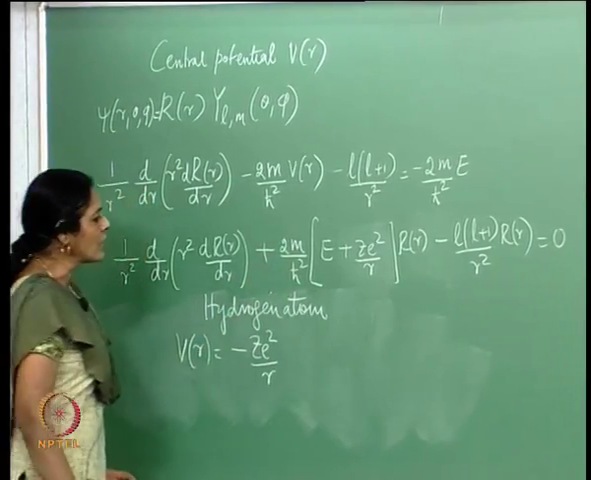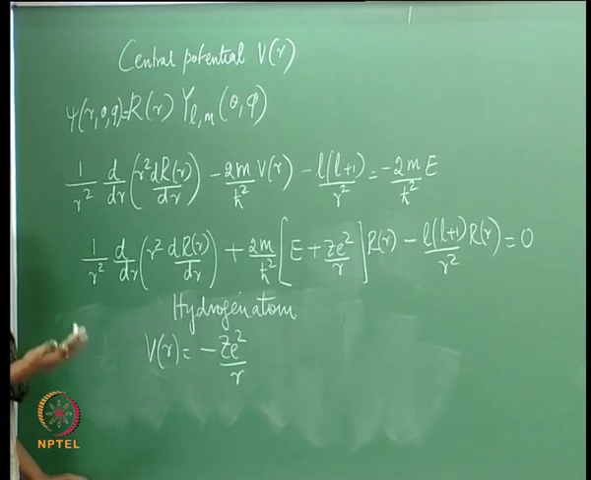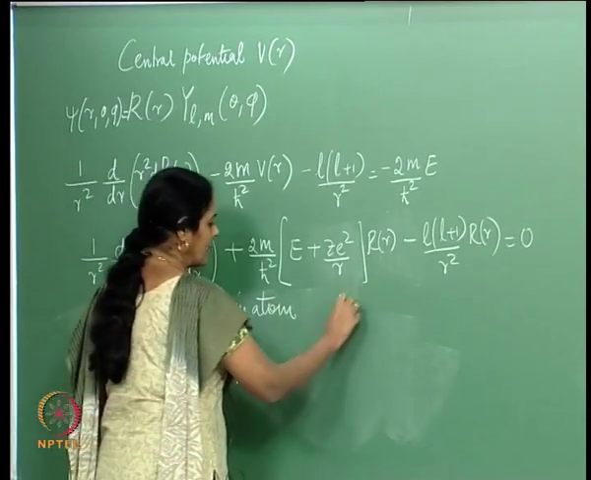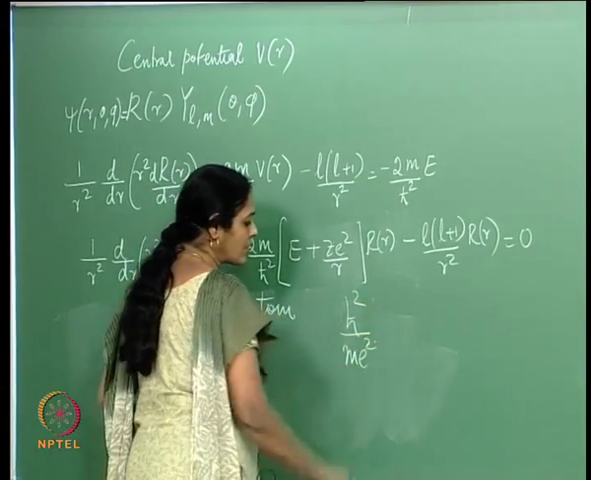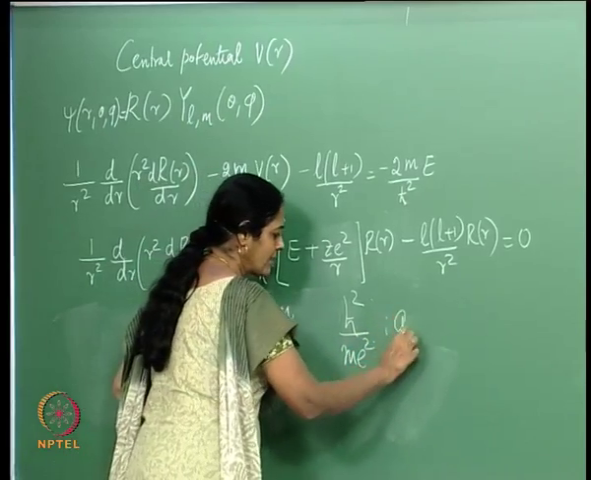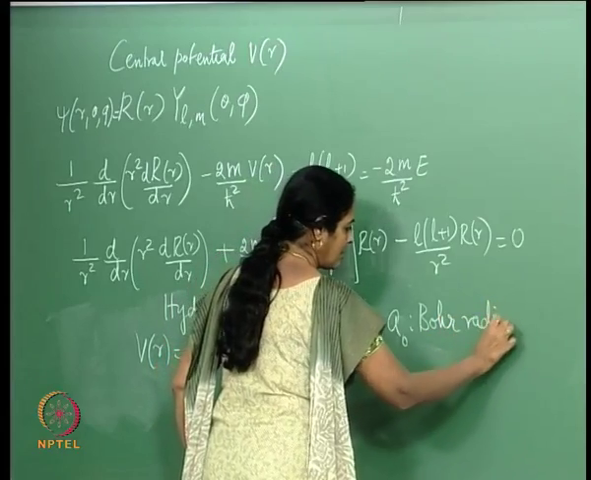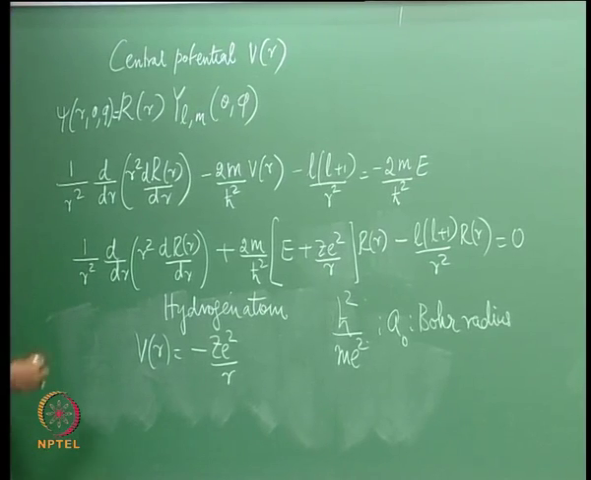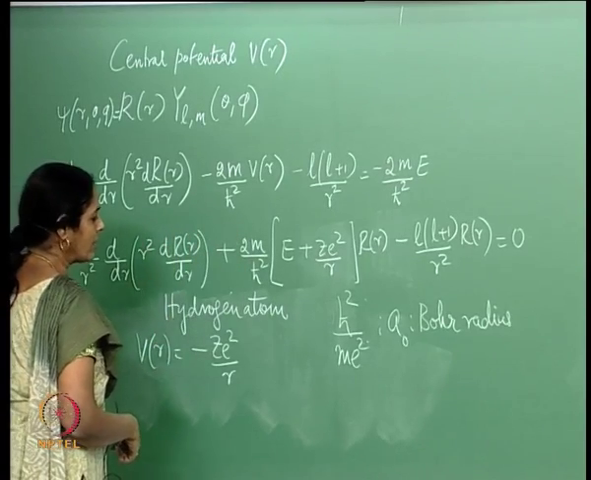Now, in order to go to dimensionless variables, which is the way I do these problems, first of all, identify a length scale. ħ squared by m e squared provides me with the length scale. I'll call that a naught, the Bohr radius. So that's going to give me a length scale in this problem. I will look for a bound state. There is some point in looking for a bound state now.